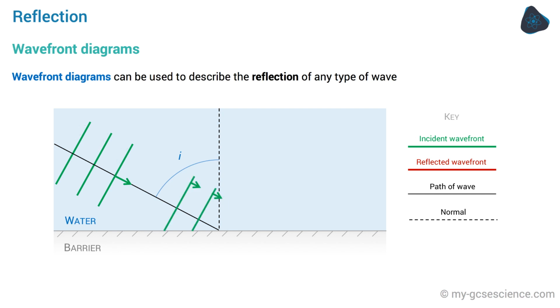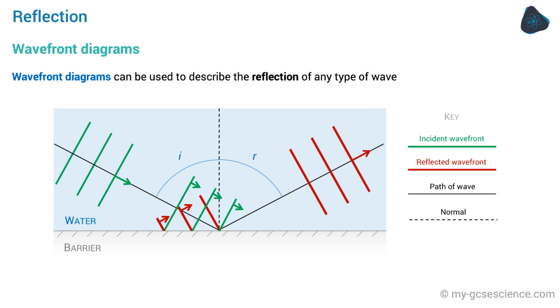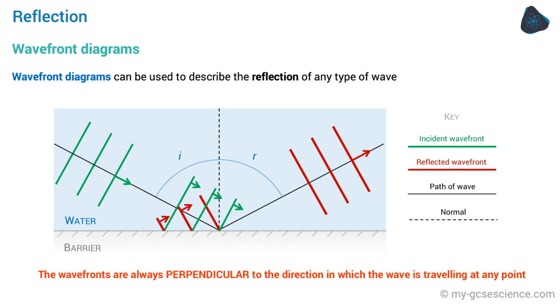When each wavefront hits the barrier, it's reflected, with its angle of reflection equal to its angle of incidence as shown. The reflected wavefronts then travel away from the barrier in this direction, forming the reflected wave. Make sure you can draw a diagram like this one for your exam. You should start by drawing in the black lines, which represent the path taken by the wave, with the angle of reflection equal to the angle of incidence. Then, draw in the wavefronts, which are always perpendicular to the direction in which the wave is travelling at any point.